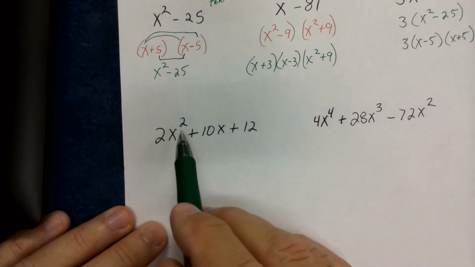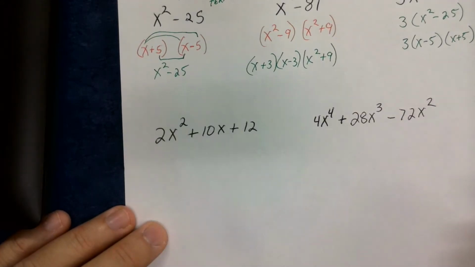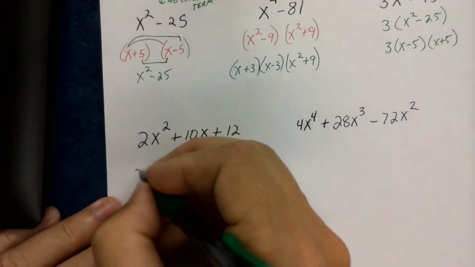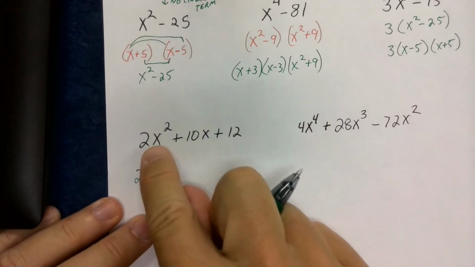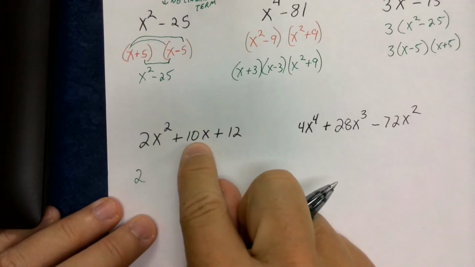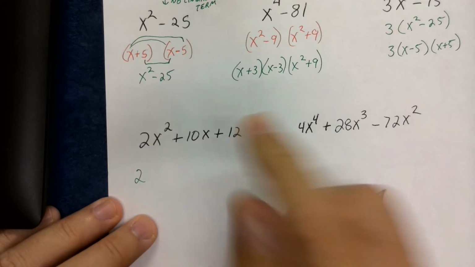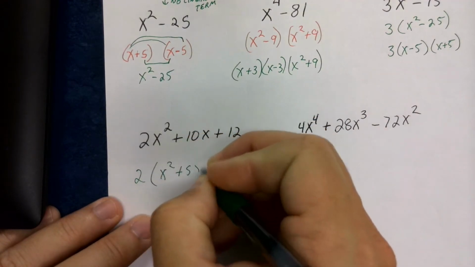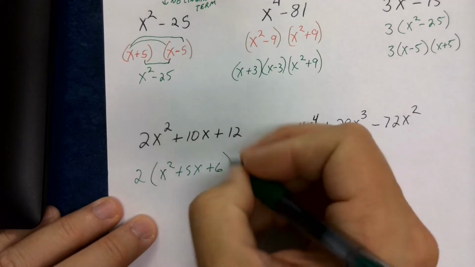You're like, okay, I got 2x squared plus 10x plus 12. I'm like, oh yeah, remember again, that's the first rule of factoring. So I'm going to go ahead and pull a 2 out. I can't pull an x out because even though this term has an x and this term has an x, this term doesn't have an x. So I pull the 2 out, and I'm left with x squared plus 5x plus 6.